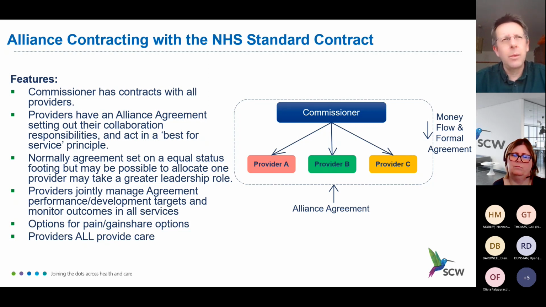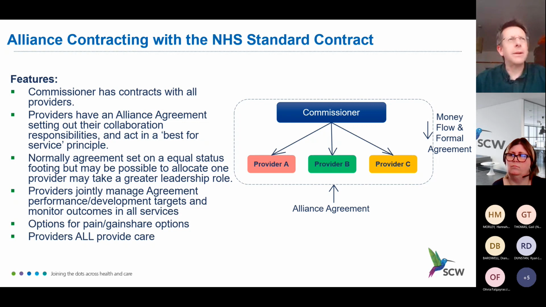And this is where some of the behaviours and some of the contractual responsibilities start to flow and rub up against each other. We try to have these arrangements set on an equal status, but actually what you may find is there may be some asymmetric relationships where one provider may take a greater leadership role, or they may take a bigger bite of the pie because of the nature of their role within the alliance.